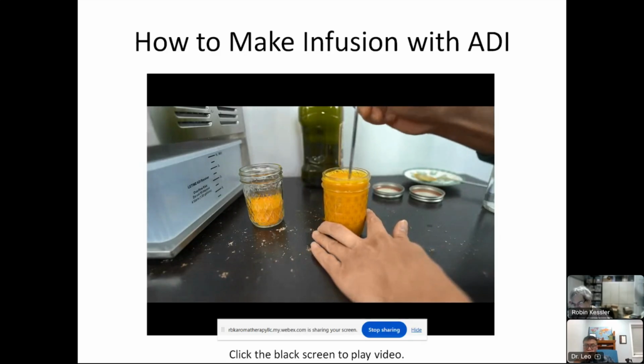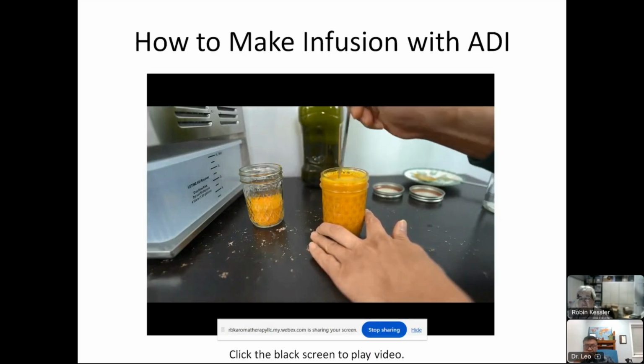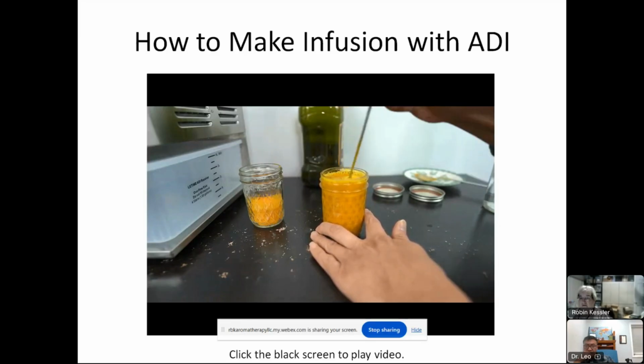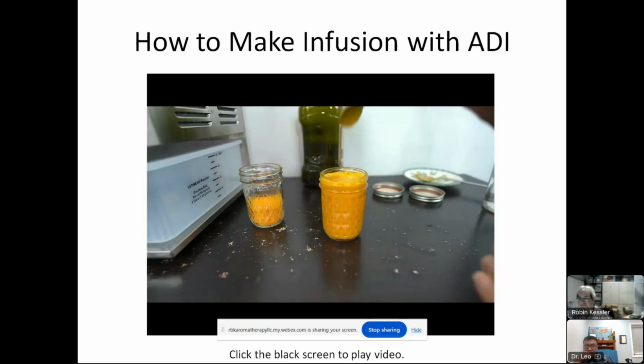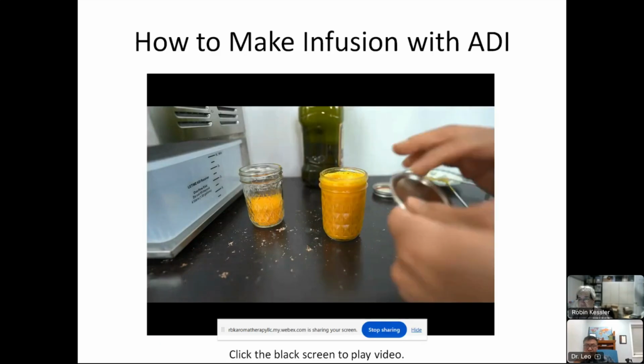Infusion is a solvent extraction, just like tea making. Have good contact between the herb and the solvent. It's very important. Especially when you're using powder, you have to spend a little more time on this preparation. It's good. And then just close.